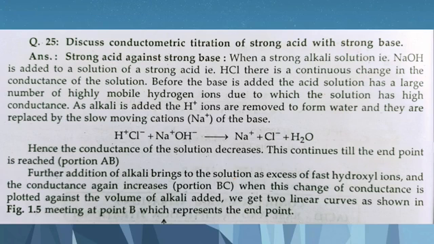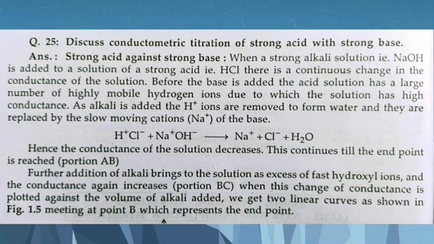Before the base is added, the acid solution has a large number of highly mobile hydrogen ions, due to which the solution has high conductance before adding the NaOH. As alkali is added, the H plus ions are removed to form the water, and they are replaced by a slowly moving cation, sodium ion of the base. So as soon as we add the sodium hydroxide, what happens? The H plus will be removed to form the H2O and NaCl. Hence the conductance of the solution decreases, because as per the above phenomena, the H plus will be absorbed by the NaOH, and the conductance will decrease.